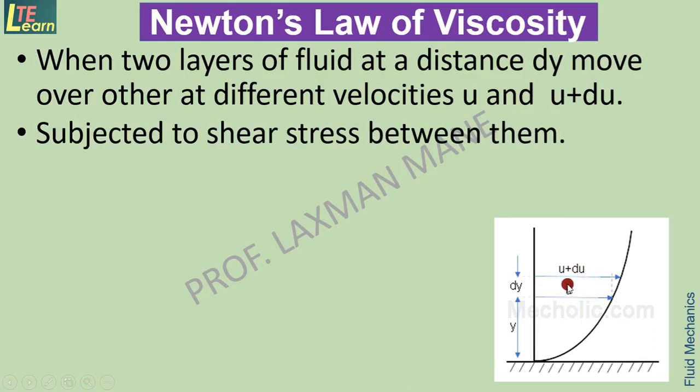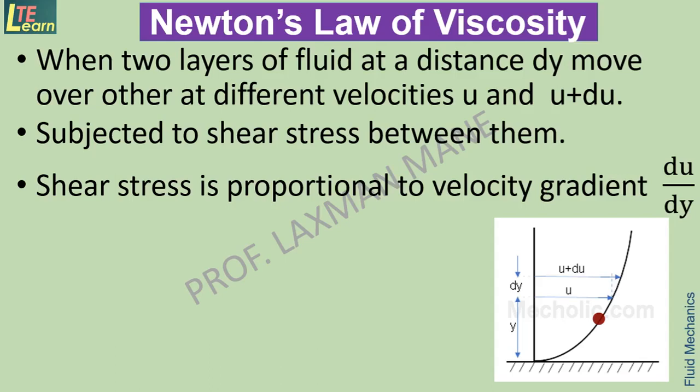Now when these fluids are flowing in layers, they are subjected to shear stress between them. By this shear stress, the lower layer will apply force on the upper layer and the upper layer will apply force on the lower layer. This shear stress is proportional to the velocity gradient, that is du upon dy, meaning change in velocity to change in vertical distance. So this is an equation of proportionality. Tau is directly proportional to du upon dy. Mathematically we can write this equation, tau is equal to mu into du upon dy.